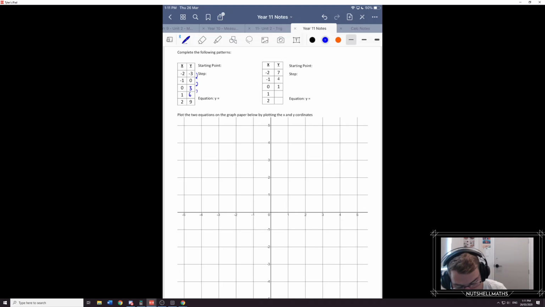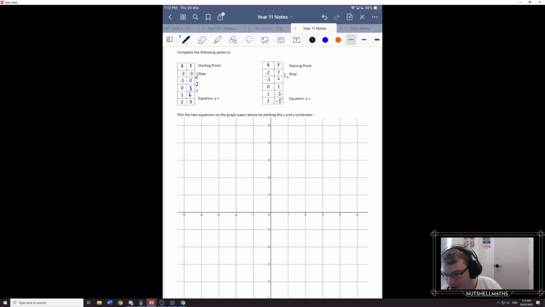All good, and I'm going to complete this other table first, and then we're going to answer those three questions. 7, 4, 1, we're going down by 3 each time. You can see that, minus 3. So this is going to be minus 2 and minus 5. Tell me if you think I did it wrong, but I'm pretty sure that's right.